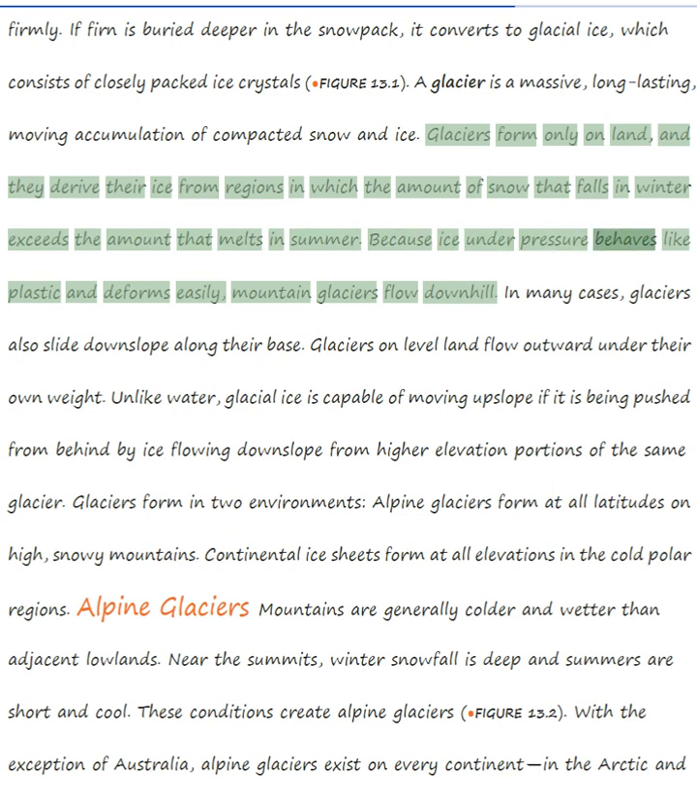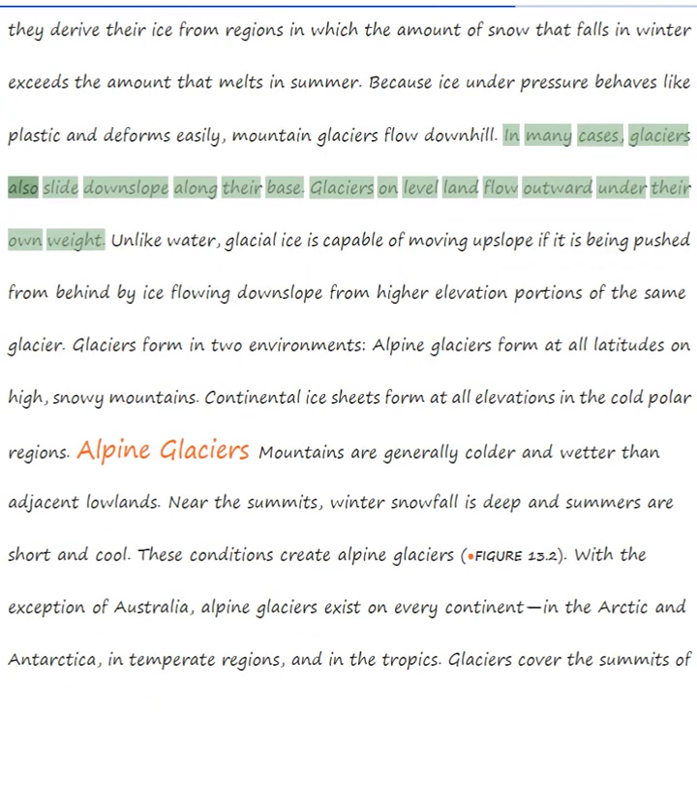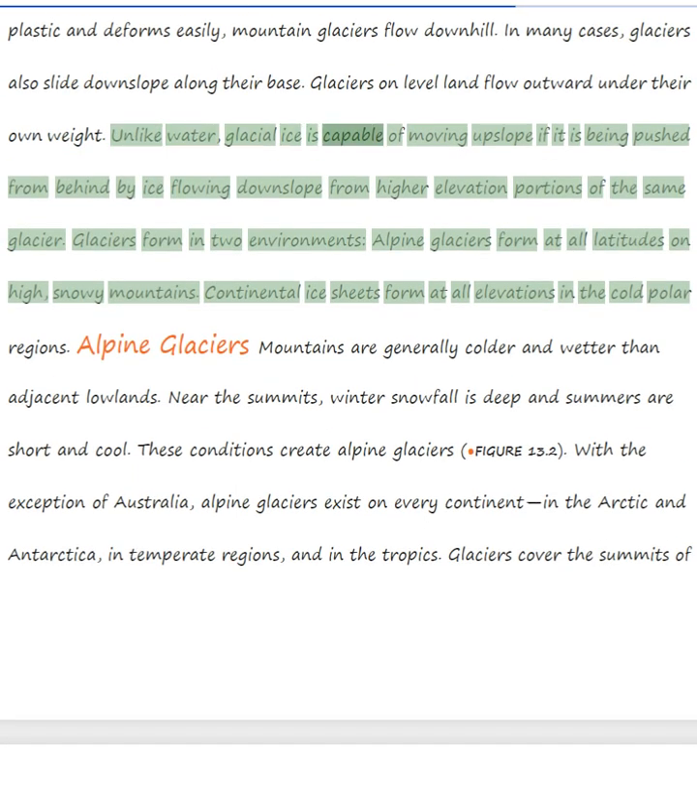Because ice under pressure behaves like plastic and deforms easily, mountain glaciers flow downhill. In many cases, glaciers also slide downslope along their base. Glaciers on level land flow outward under their own weight. Unlike water, glacial ice is capable of moving upslope if it is being pushed from behind by ice flowing downslope from higher elevation portions of the same glacier.